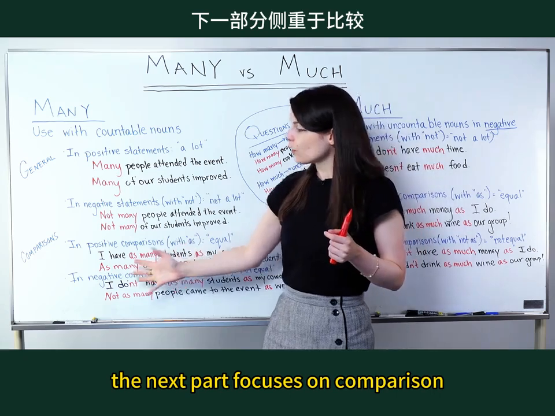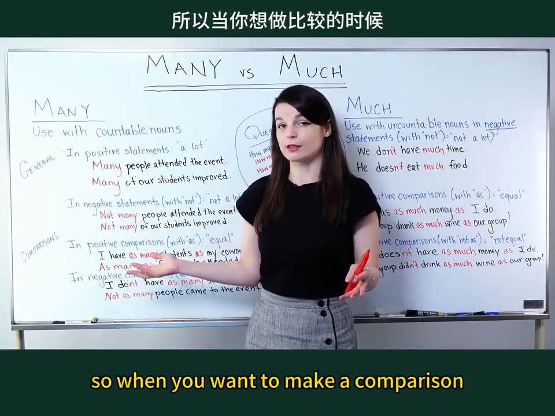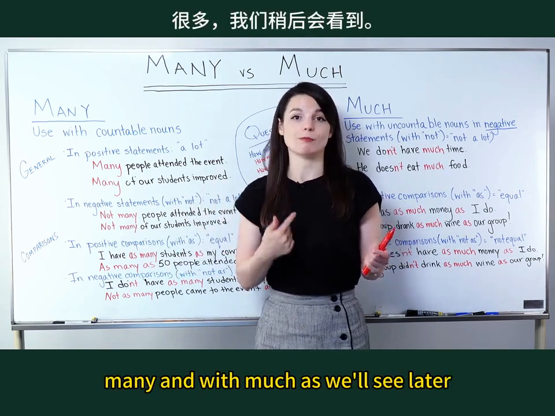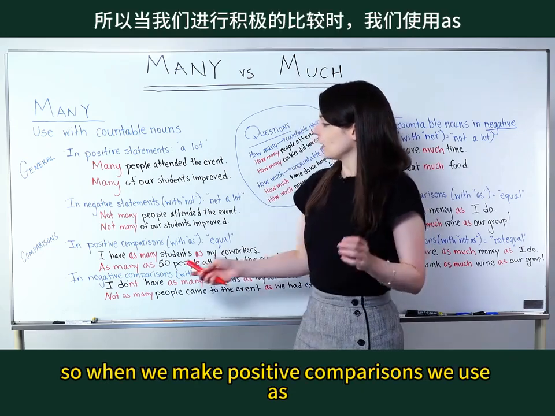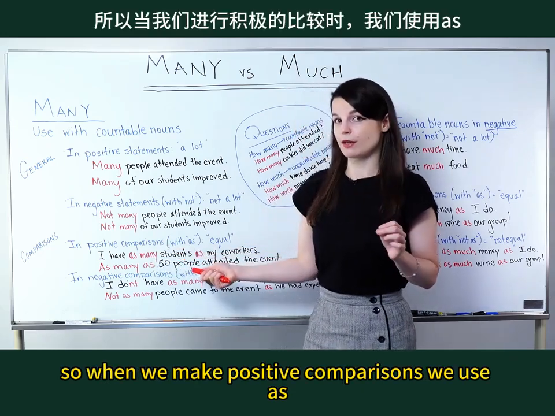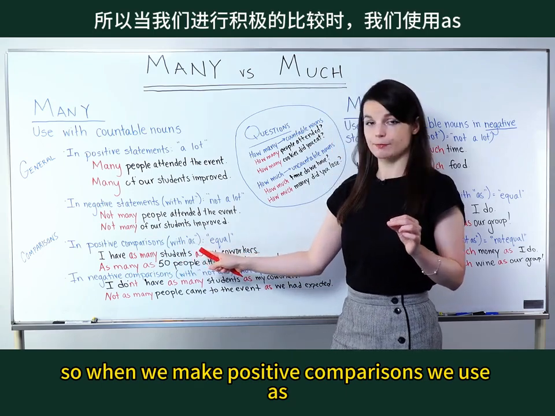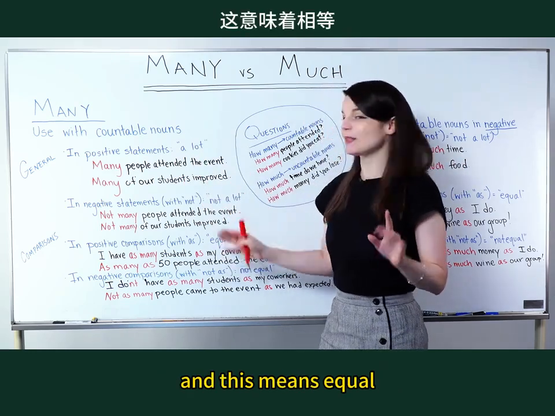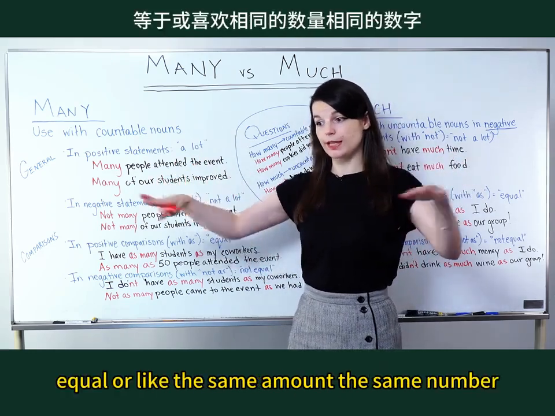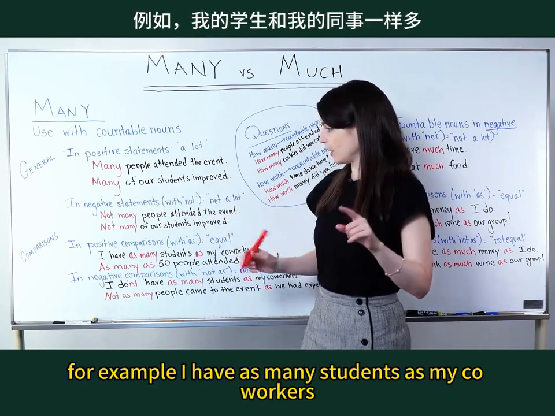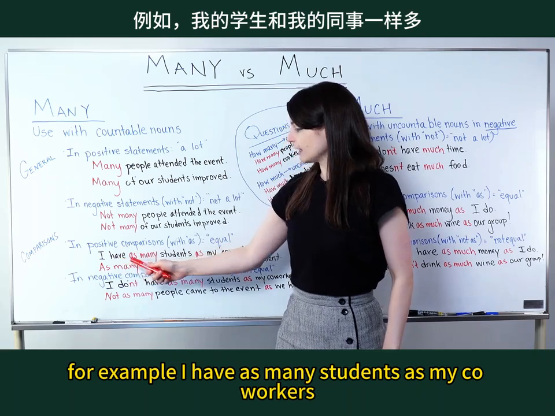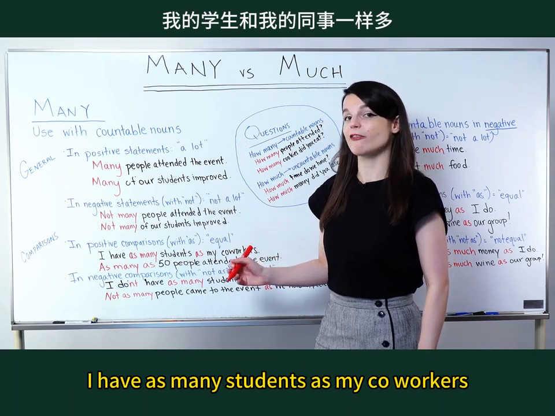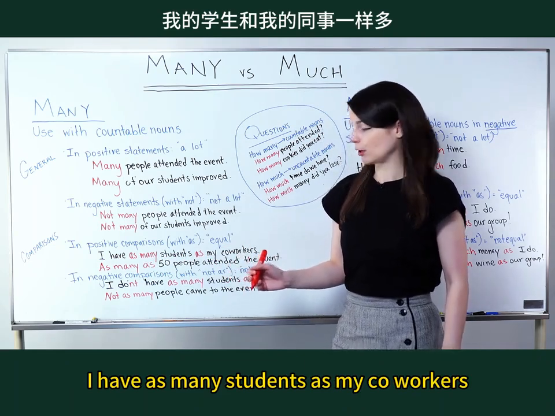The next part focuses on comparison. When you want to make a comparison, you can do that with many and with much, as we'll see later. When we make positive comparisons, we use as, so as on either side of many. I'll show you in a moment. And this means equal, like the same amount, the same number. For example, I have as many students as my coworkers.